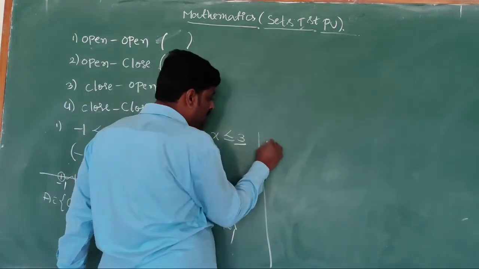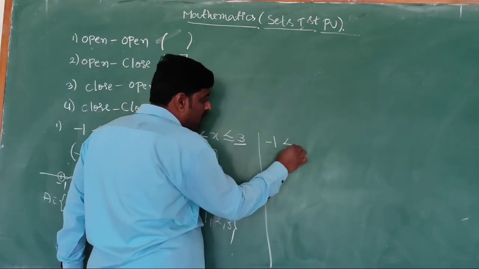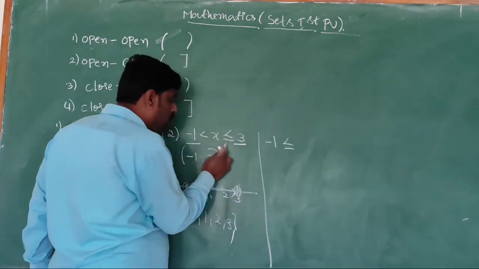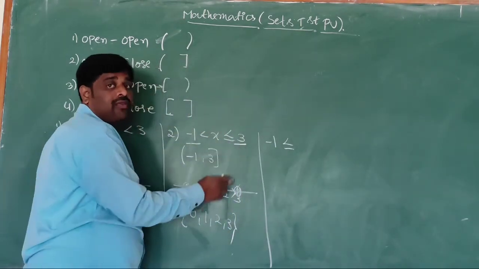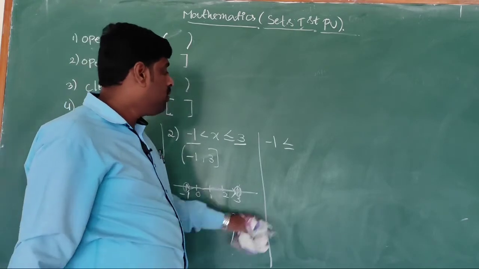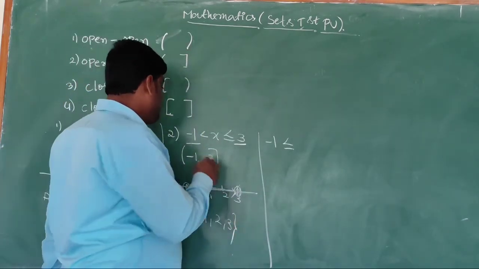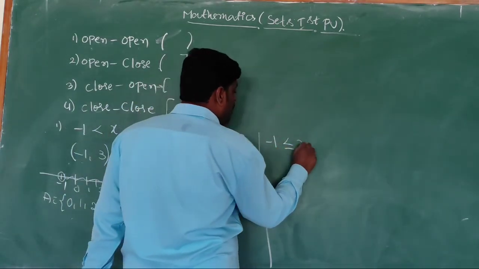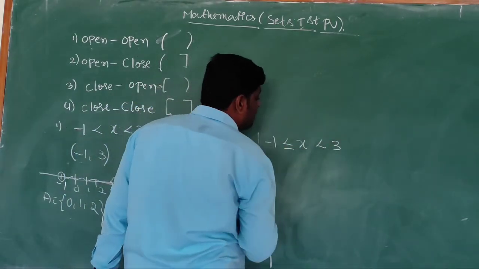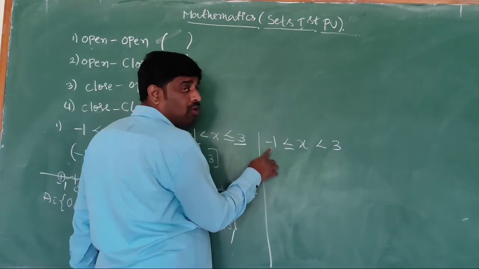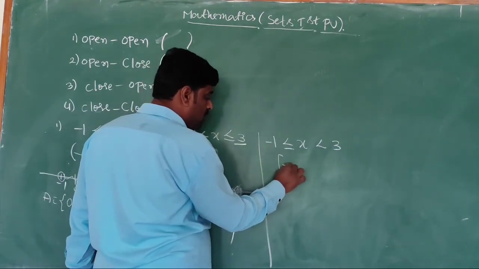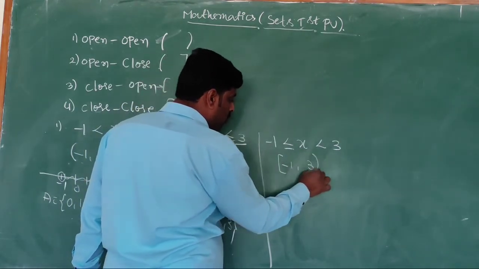In this example, close: -1 less than or equal. We can use less than or equal for close. Can we use only less than? No, that is open. -1 less than or equal to x less than 3. Now -1 is close, 3 is open.